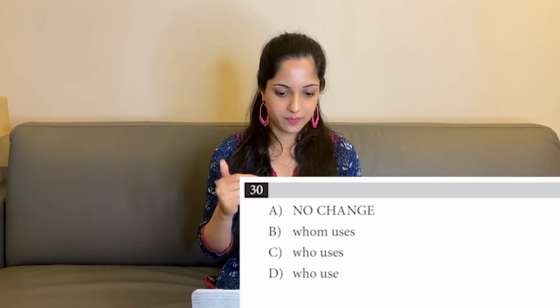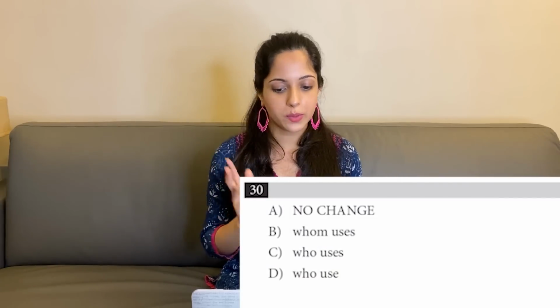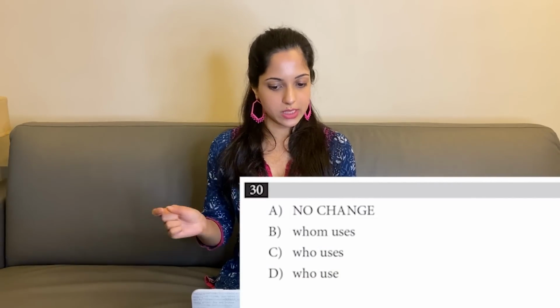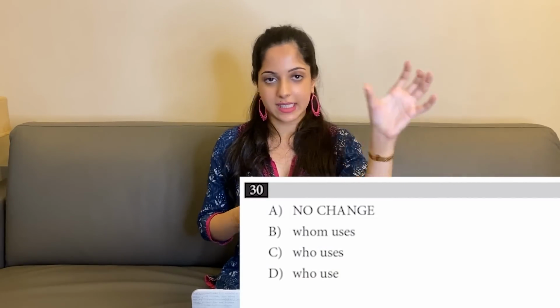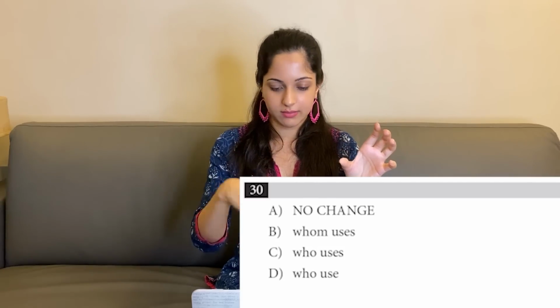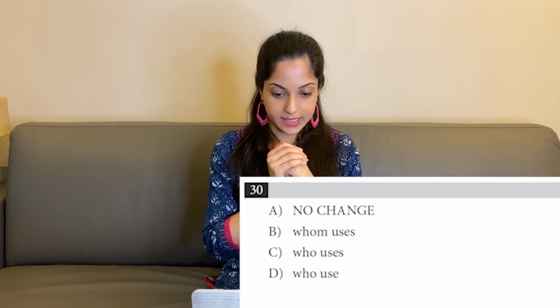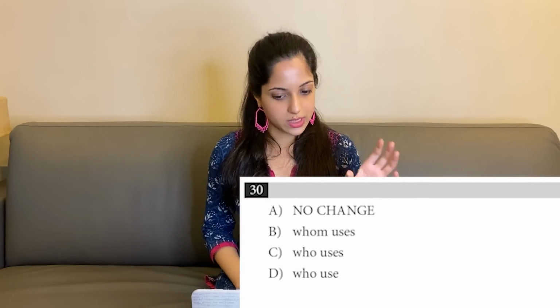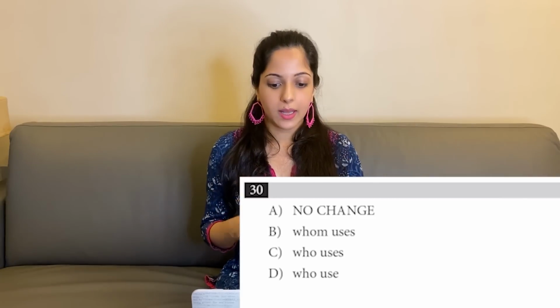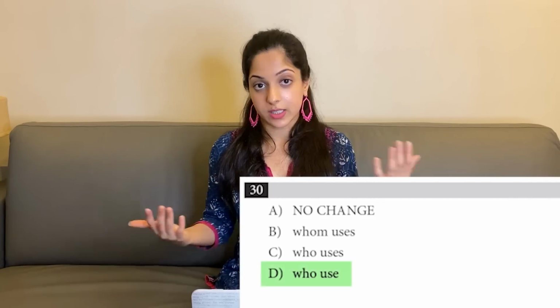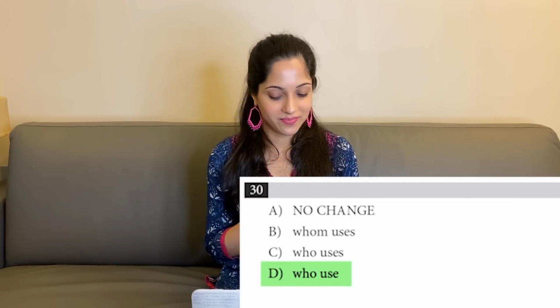No change is wrong. Second, B is whom uses them. People whom uses, no. People is a collective, so you have a singular phrase after that. People who uses them. No, again, same. People who use them. That's correct, and that is answer D.